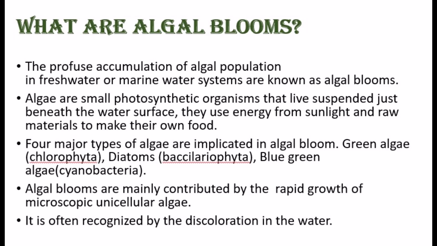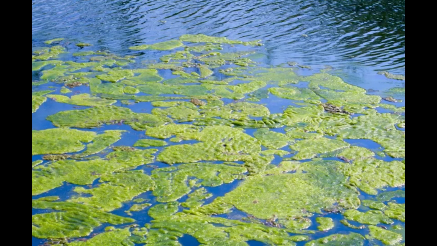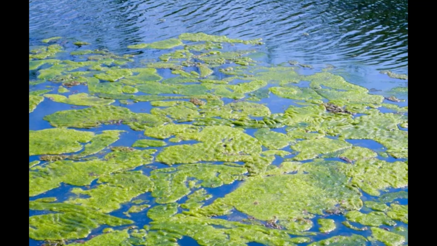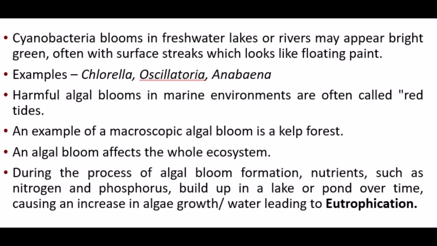Algal blooms are mainly contributed by the rapid growth of microscopic unicellular algae, which often results in discoloration in water. Cyanobacteria blooms in freshwater lakes or rivers may appear bright green, often with surface streaks which look like floating paint. Chlorella, Oscillatoria, Anabaena, and Microcystis are a few examples which cause water blooms. The harmful algal blooms in marine environments are often called red tides.